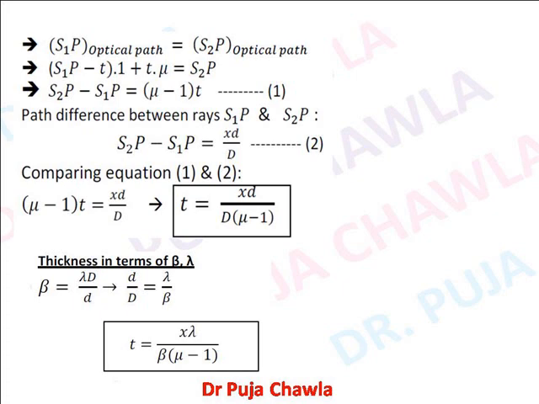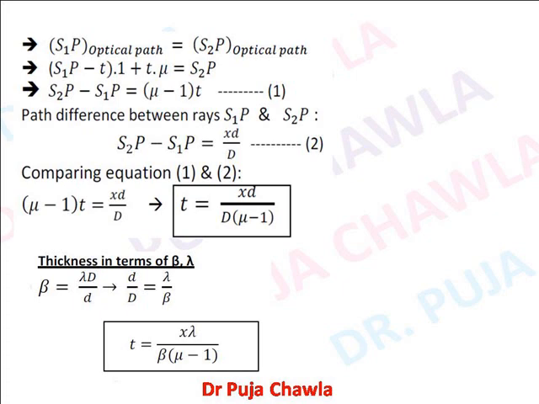Now from this equation we have S2P minus S1P is equal to mu minus 1 into t. Keep one parameter on the left hand side and all other parameters on the right hand side. We can calculate the value of S2P minus S1P is equal to mu minus 1 into t. Label this as equation number 1.